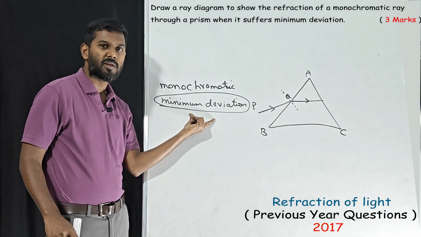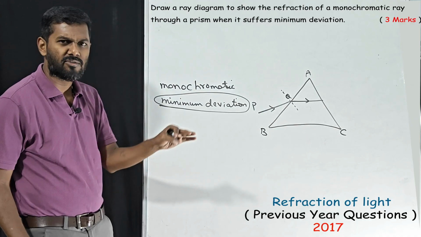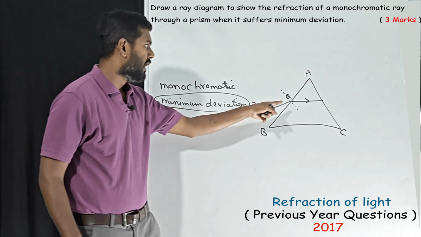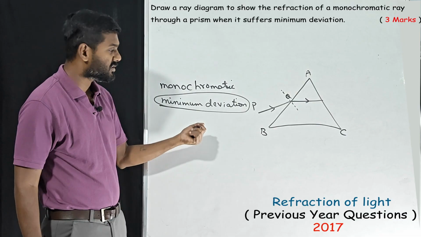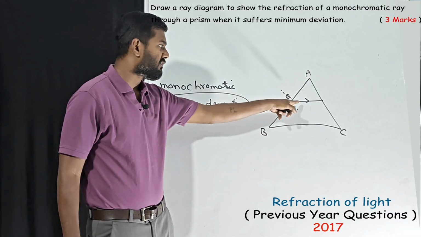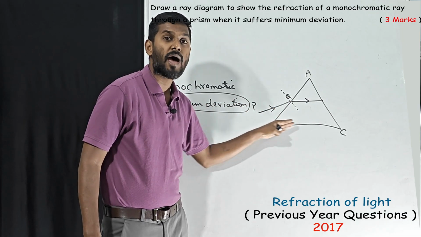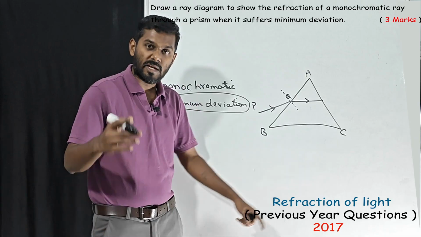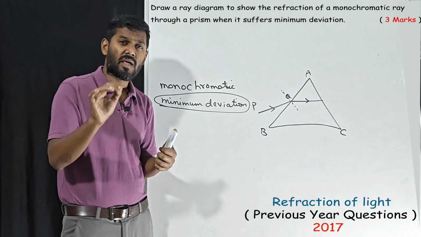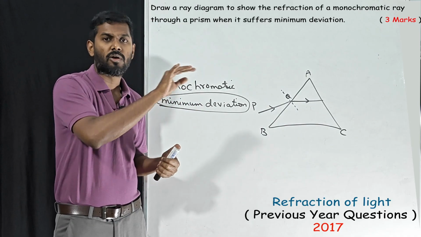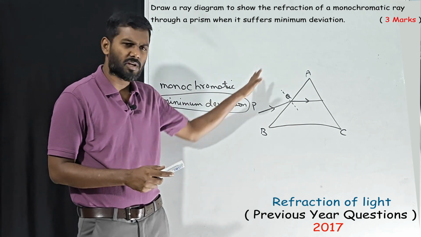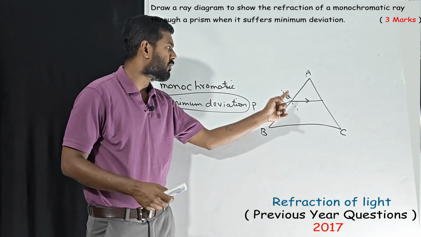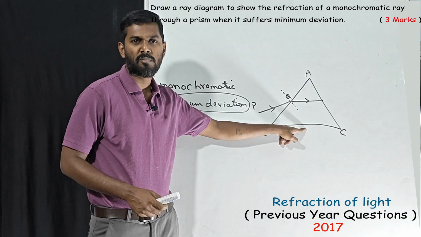If it is not minimum deviation, normal deviation, any deviation except minimum deviation, this will not be parallel to the base. Now, anyhow, they have mentioned minimum deviation, so the refracted ray has to be parallel to the base. That is the difference between learning the concepts from a maths point of view and from some website. If you see some website, they will give you the diagram, but they will not teach you that this has to be parallel to the base, correct?